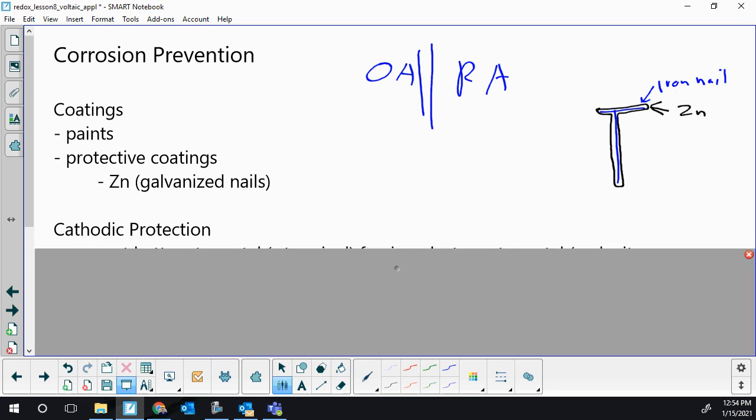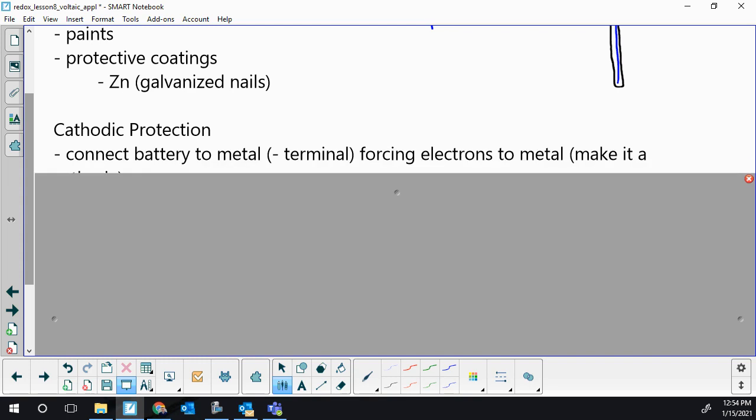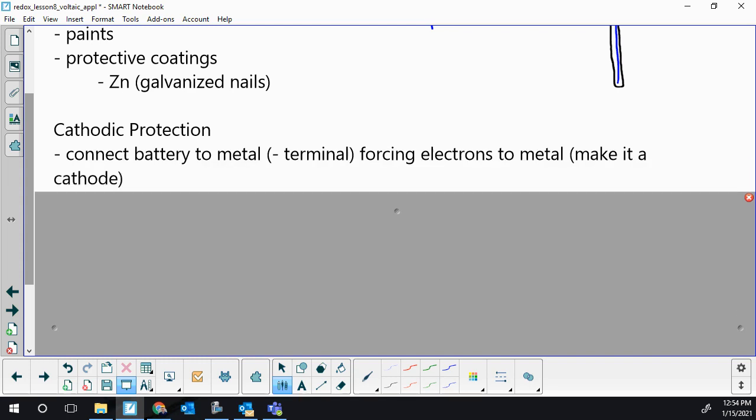Another example. We're really going to use some chemistry with this one. Cathodic protection. Protect the cathode, or use a cathode. This involves connecting a battery to the metal. Connect battery to metal, and you better do it the right way. You need the negative terminal to the metal. You're going to force electrons to the metal. You're trying to force the metal to be a cathode.